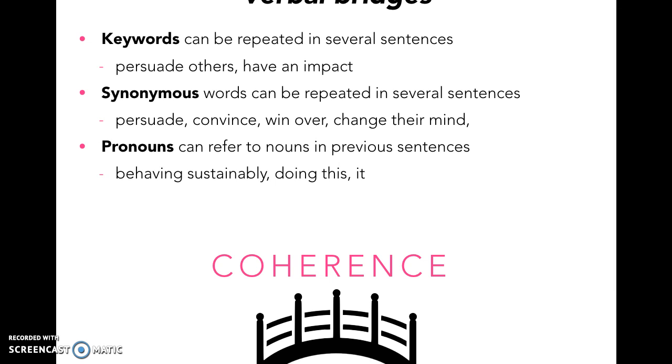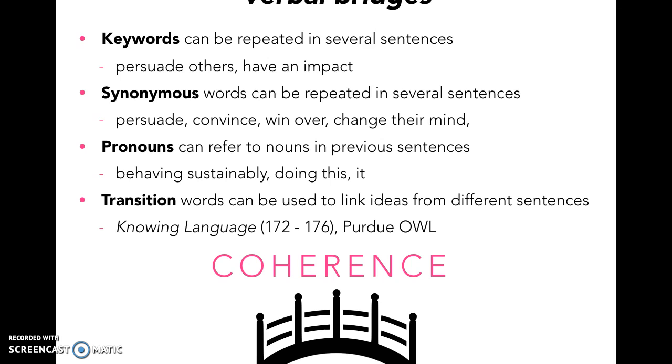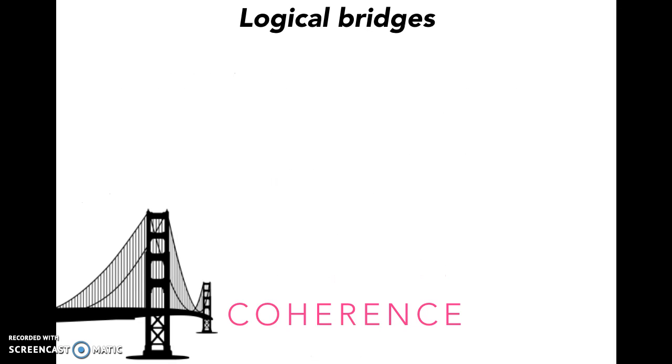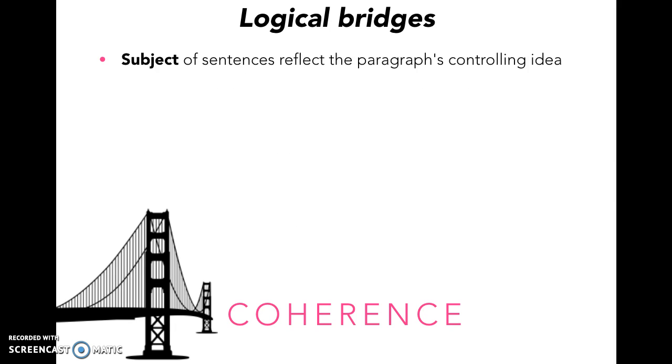Aside from synonyms, we can also use pronouns. So, for example, if we're talking about behaving sustainably, we don't want to say behaving sustainably 4 or 5 times in a paragraph. Instead, we can say doing this or it. And another way to make our writing flow is transition words. Let's have a little look at those transition words a little bit later. First, we have logical bridges. Let's look at keywords and synonyms and pronouns.